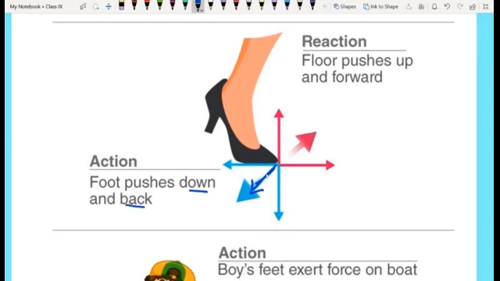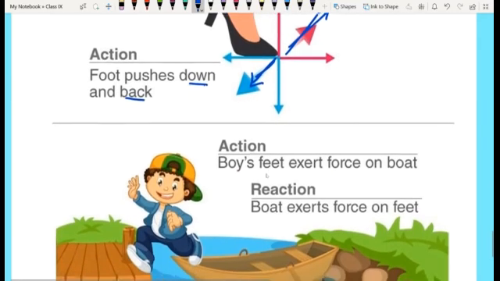This is an action. Thus, action is always equal and opposite to the reaction. So there will be a reaction. That means our body will move forward when we push the earth's surface backwards. That is the reaction. When our foot pushes, the earth also pushes us with the same amount of force. This is called the reaction. So action is always equal and opposite to the reaction. This is what Newton's third law says.